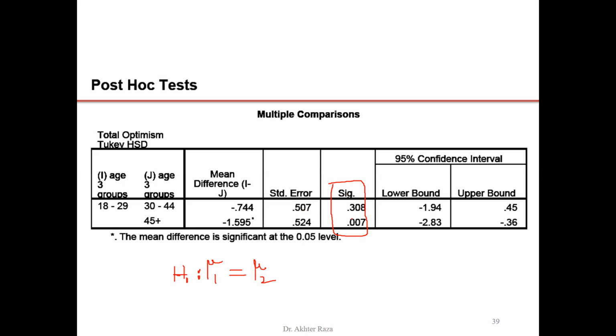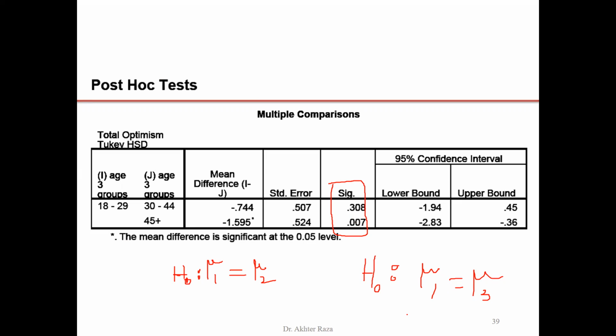But the second hypothesis is not true. What is the second hypothesis? Second null hypothesis, this is H0, not H1. Group 1 is compared with group 3. You can see that the p-value is 0.007. It is smaller than 0.05. So we can say that the data provides sufficient evidence in favor of H1. The null hypothesis that the means of group 1 and group 3 are the same is rejected.